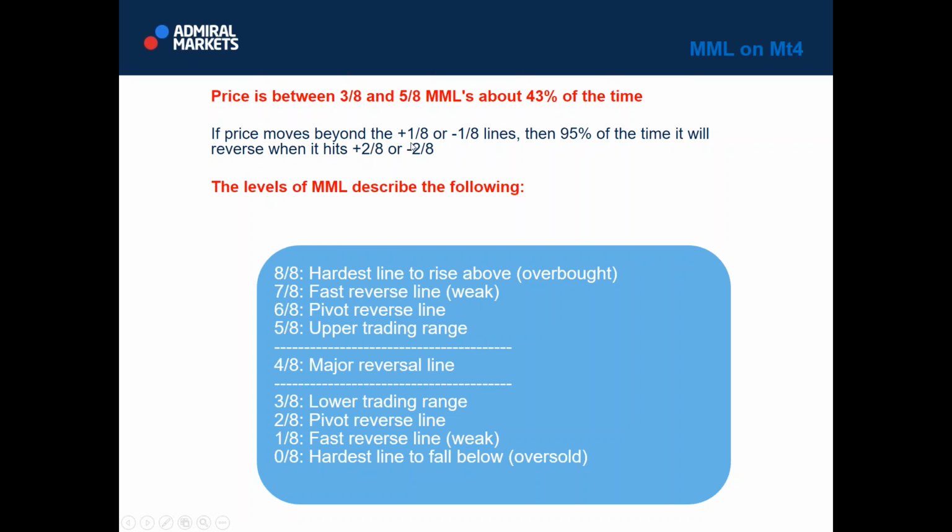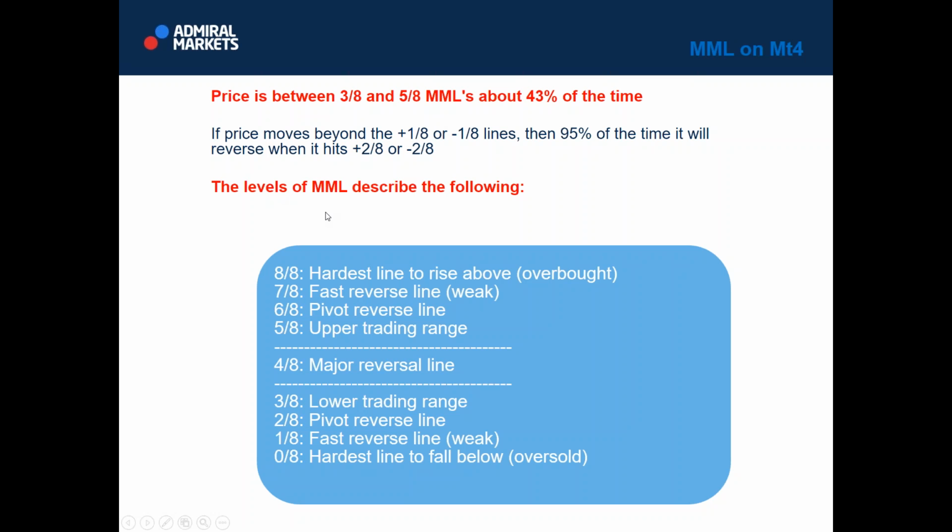If the price moves beyond 1.8 or minus 1.8, then 95% of the time it will reverse. Of course, most scalpers and people who prefer to scalp like this method. So pay attention to plus 2.8, minus 2.8. If the price hits it, usually you can make a good scalp, at least.